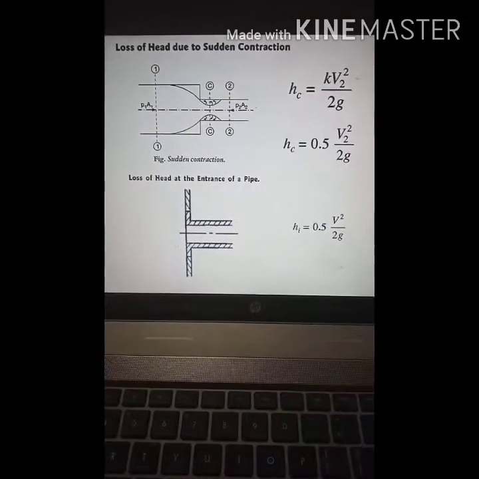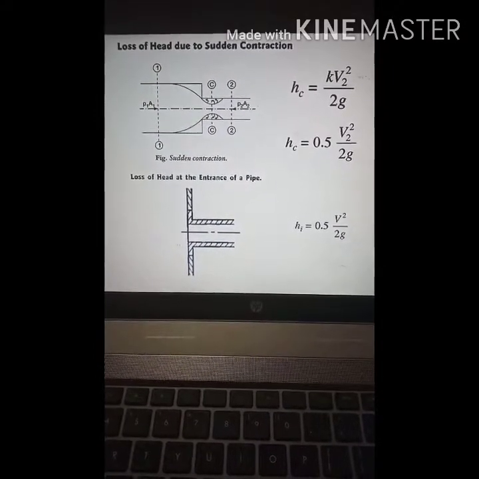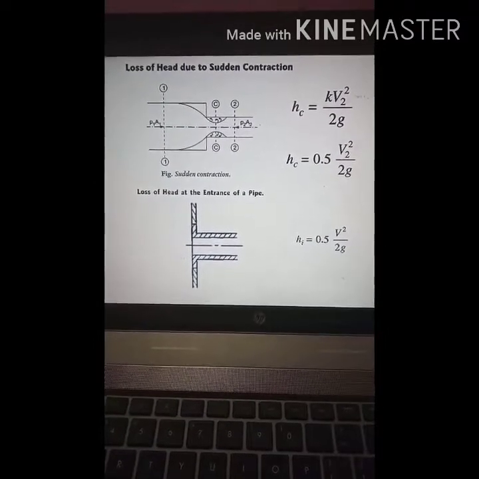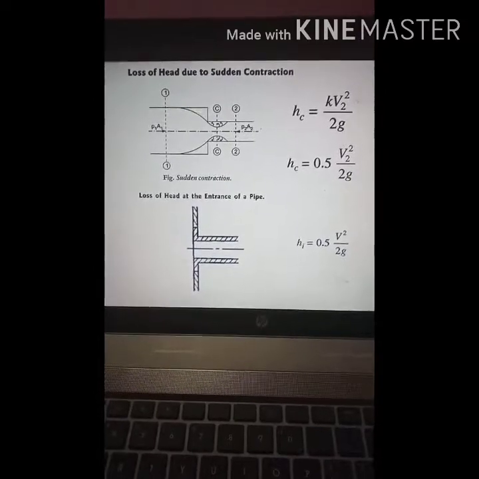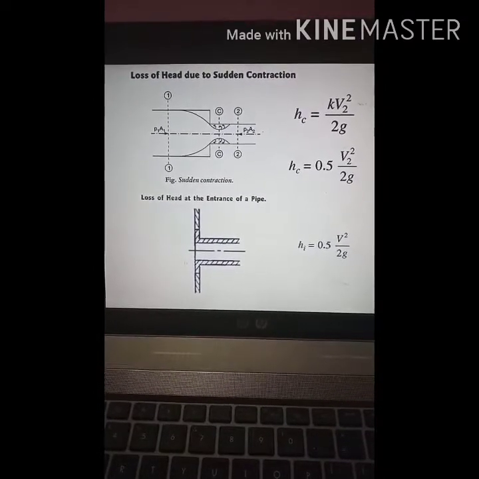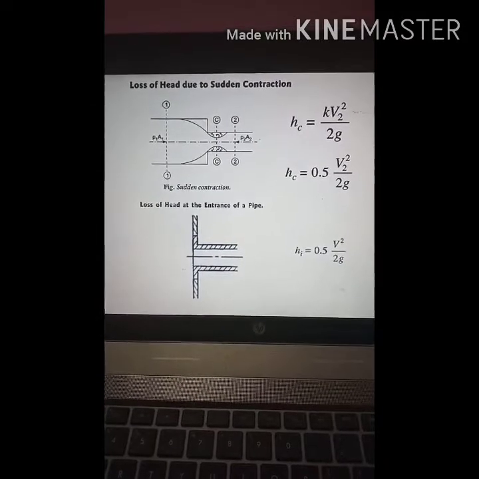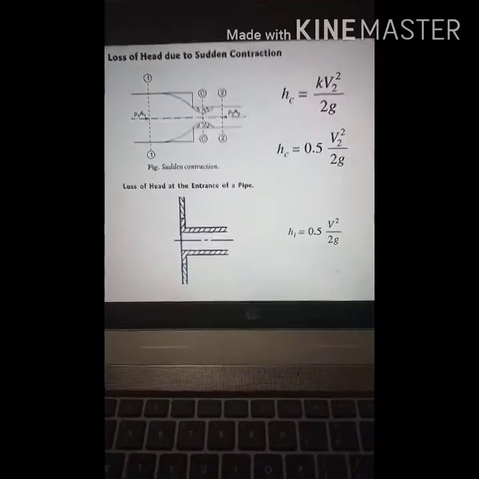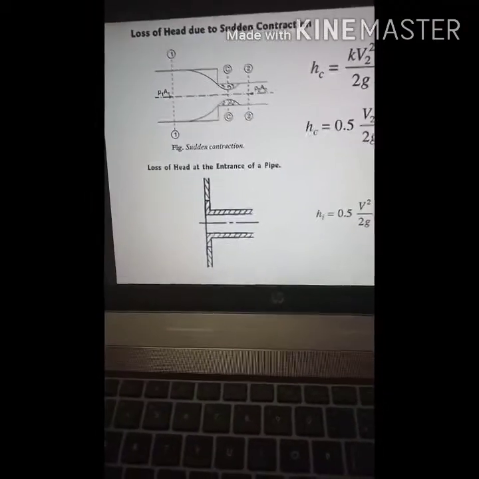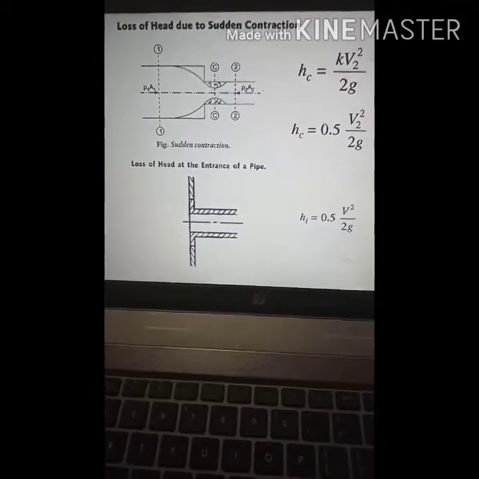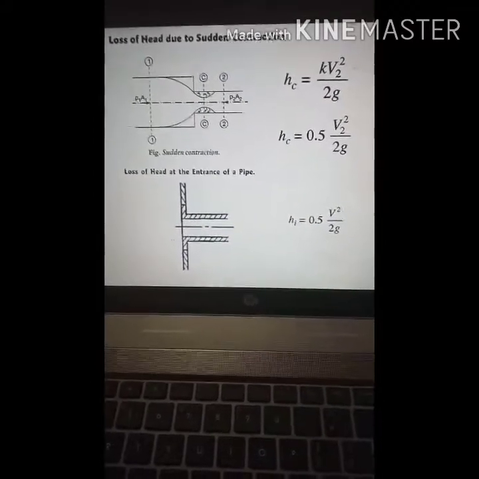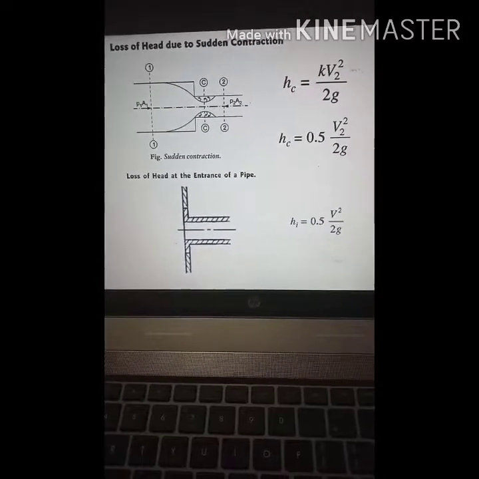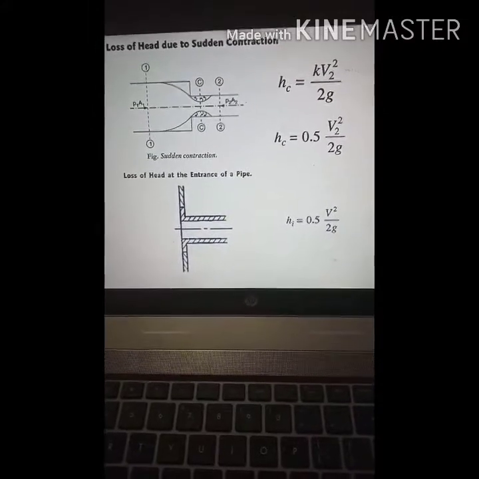Second type, it is loss of head due to sudden contraction. Here the area is decreasing. Now it is a reverse case to the first case. So here the velocity is increasing because area is decreasing, but the pressure is decreasing. So velocity is increasing but the pressure is decreasing, so there is a loss. Loss does not mean that there is only pressure loss or velocity loss or datum loss. Loss means overall loss. It may be pressure loss or velocity loss or kinetic energy loss or datum loss.